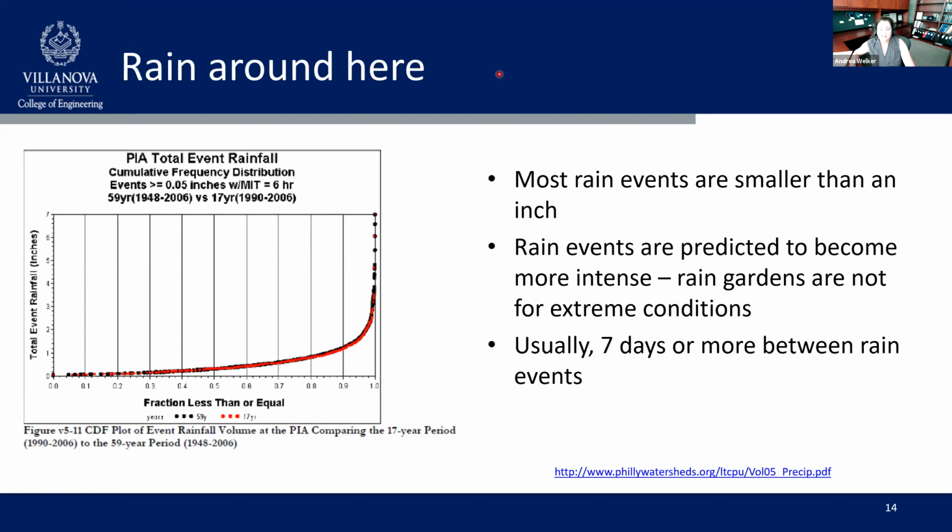Usually we also have about 7 days or more in between rain events in this area. So while we do occasionally see back-to-back events, it's not very common around here. So we usually have plenty of time for the water to go into the rain garden, soak into the ground, be used by plants before it rains again.